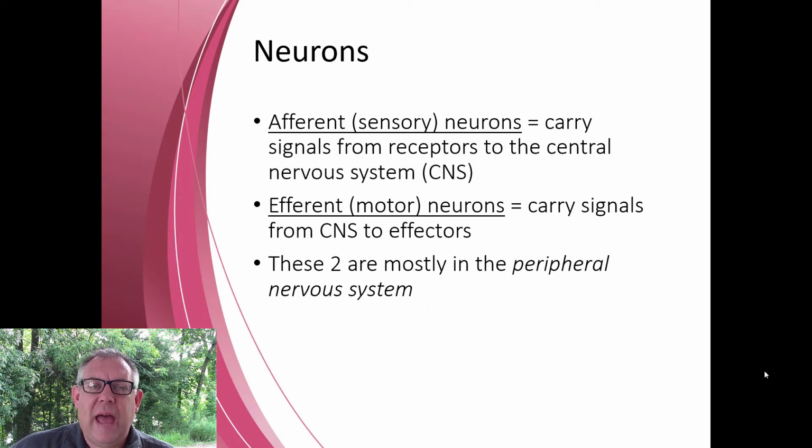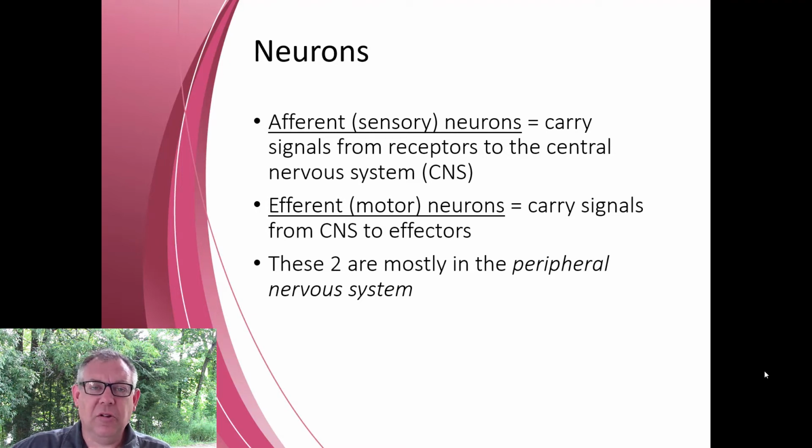Okay, so the afferent neurons, or the sensory neurons, carry signals from the receptors to the central nervous system. So now, we're focusing more on vertebrates, and specifically, most of this is going to be directed at humans. The efferent, or the motor neurons, carry signals from the central nervous system to the effectors. And remember, we said A comes before E, afferent comes before efferent.